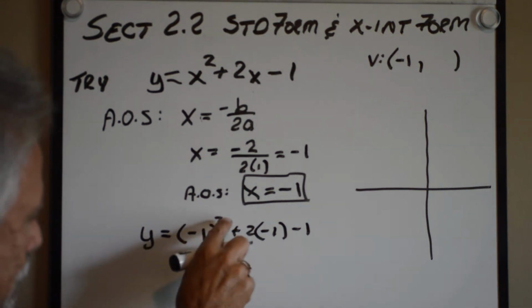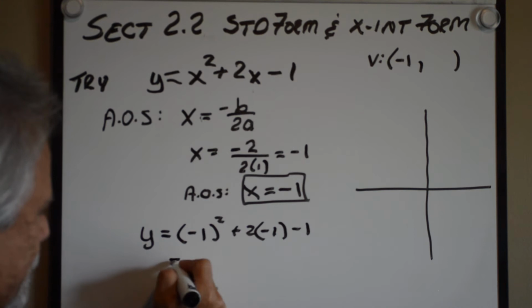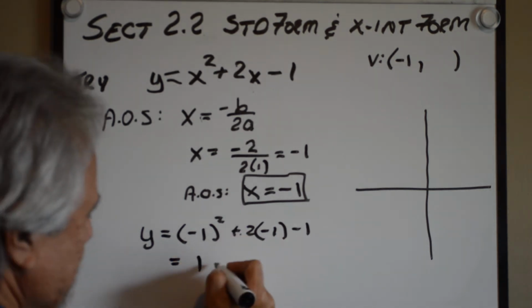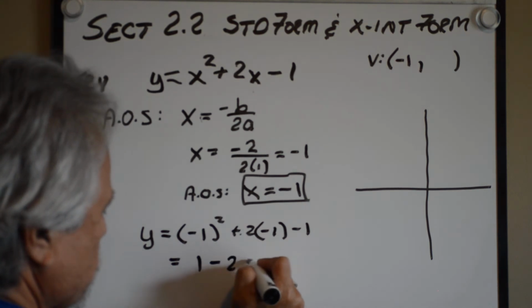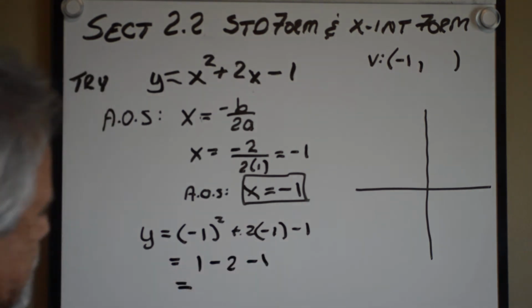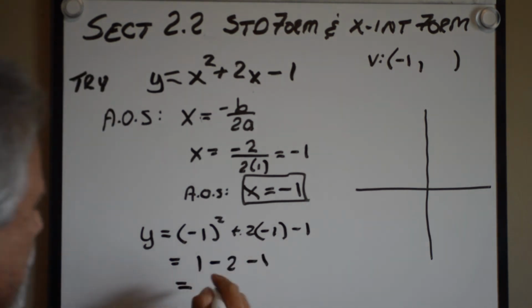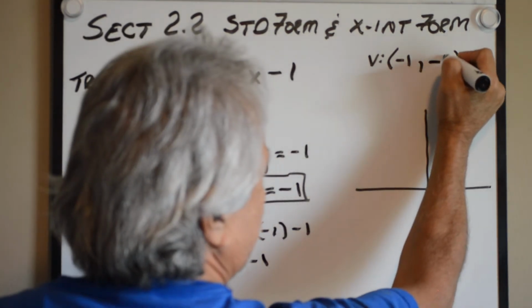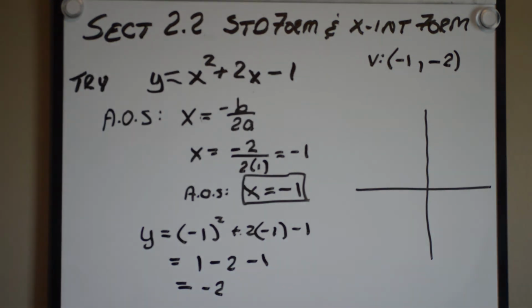Everything gets that exponent. So a negative squared is a positive. 1 squared is 1. Positive times a negative is a negative 2 minus 1. So that is equal to negative 1 minus 1, which is negative 2. So my vertex is at negative 1 comma negative 2.